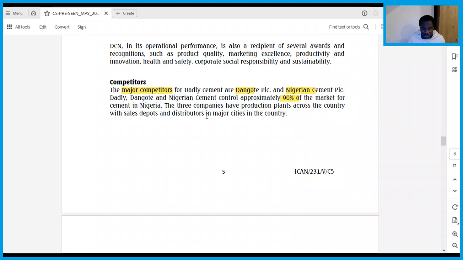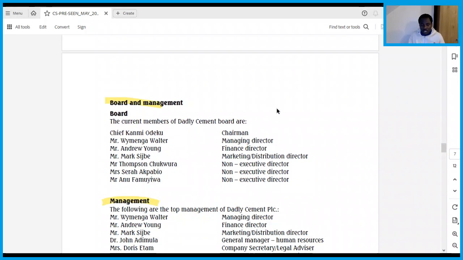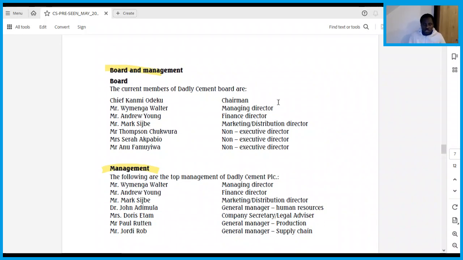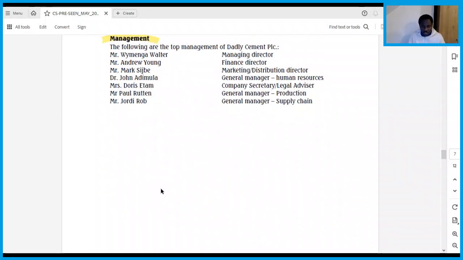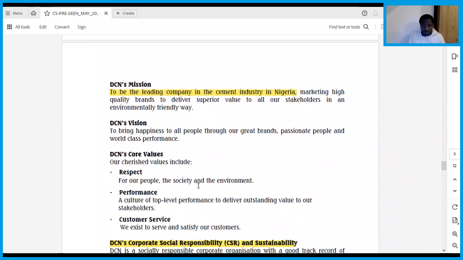Okay, who are their competitors? Their major competitors are Dangote Cement and Nigerian Cement. Please don't forget. And the three companies, that is your client DCN, Dangote, and Nigerian Cement, they have approximately 90% of the cement market share. Okay, so basically the three of them are the market leaders in the industry. This is the board structure. I'm going to move on. I hope we can see it. This is the board and the people and the management staff.